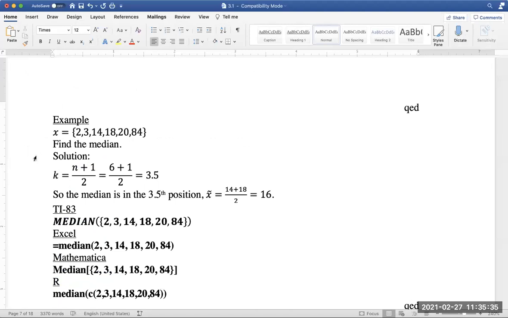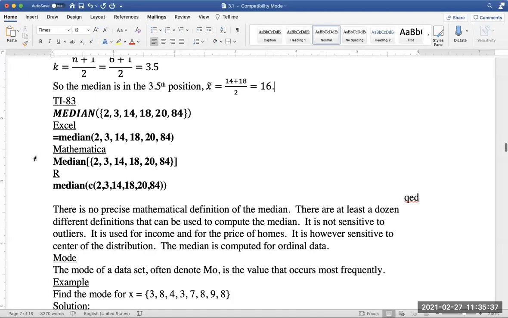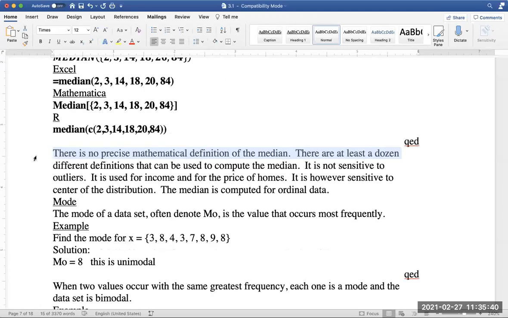So the bad thing about the median is there is no precise mathematical definition of median. There are at least a dozen different definitions that can be used to compute the median. It is not sensitive to outliers. So it is used for income, prices, homes. However, it is sensitive to the center of the distribution. That's why I don't think it should be used. The median can be computed for ordinal data.